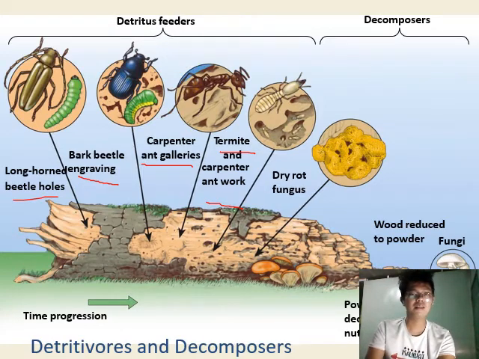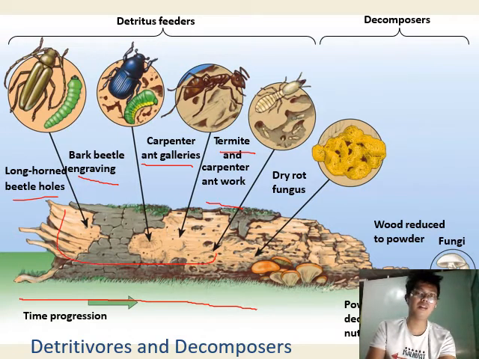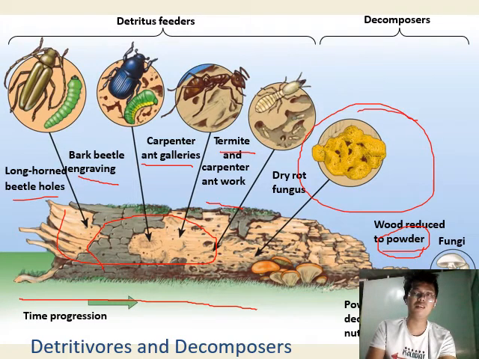As time goes by, this trunk will slowly but surely disintegrate into powder that will certainly be used by plants as a nutrient source. So here is a fungus, it's a decomposer as well, and then you have fungi rather. So this is a simple illustration of how these detritivores and decomposers reduce organic or decayed matter into a useful source of nutrients for plants.